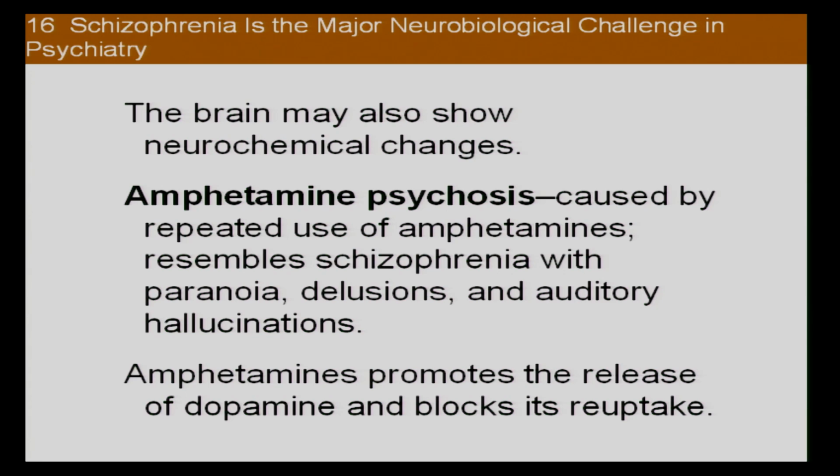What do amphetamines do? Amphetamines promote the release of dopamine. So they stimulate more dopamine release than normal, and they block its reuptake. So it's a double whammy. You're getting more dopamine release, and you're slowing down its reuptake. So the result is much more dopamine around in these patients that are exhibiting amphetamine psychosis.